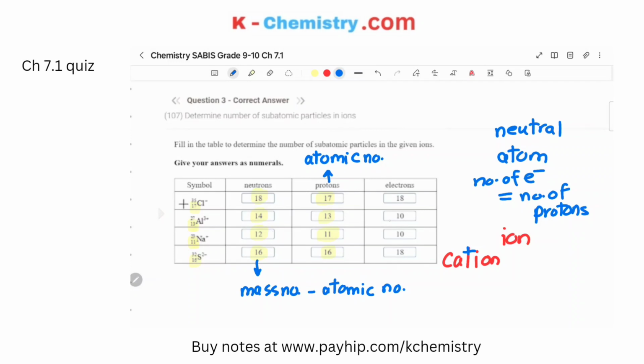So you always have to subtract the number of electrons. Here it is 3 plus, so subtract 3 from the protons, and it will be 10. Here it is 1 plus, so subtract 1 from the 10. So if it is a cation, it is positively charged, then subtract. If it is an anion, which is a negatively charged ion, you have to add. So here it is minus 1, so add 1 to the 17, and it will be 18. And here it is 2 minus, so add 2 to the 16, and it will be 18.